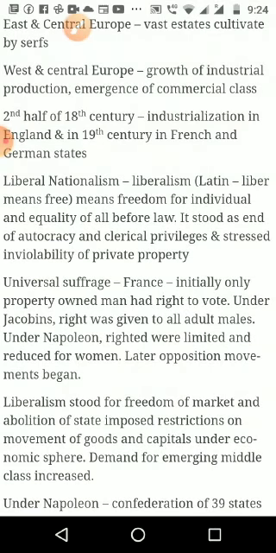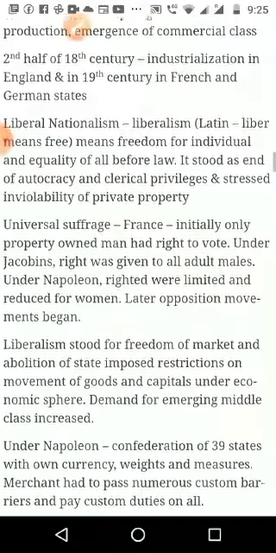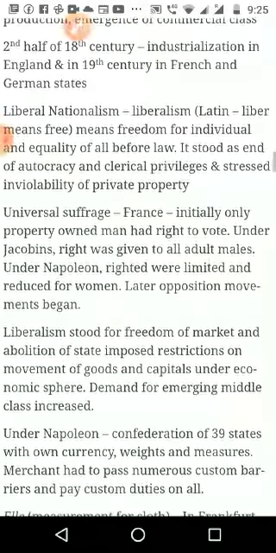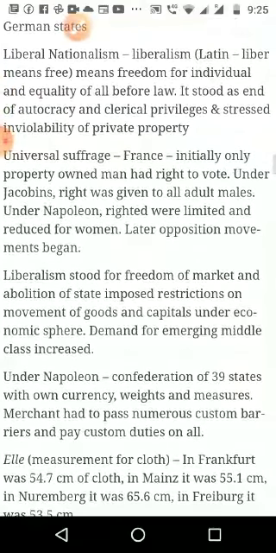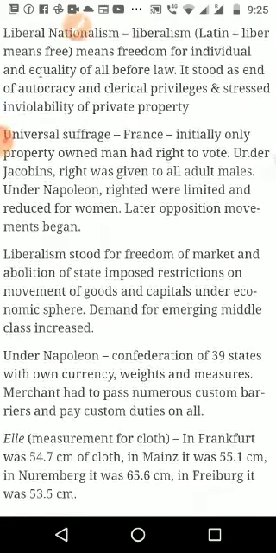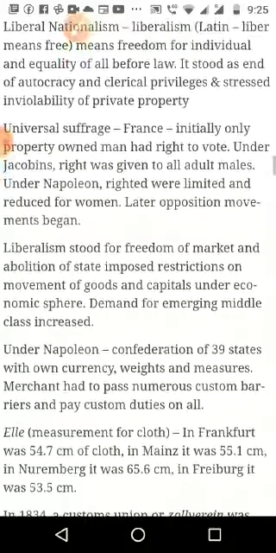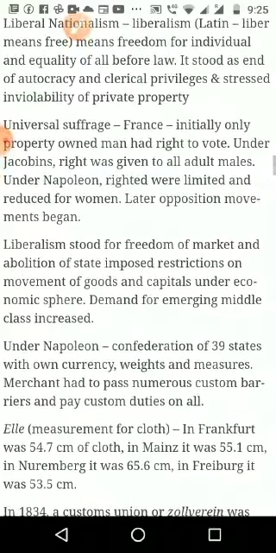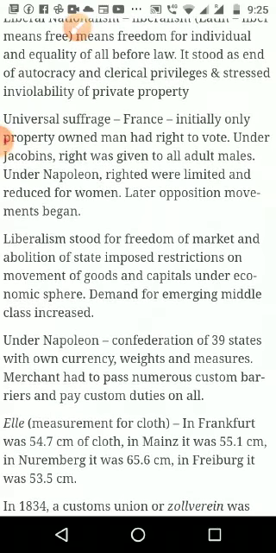and emergence of commercial classes. In the second half of the 18th century there was industrialization in England, and in the 19th century in the French and German states. Liberal nationalism: liberalism, from the Latin liberalis, meaning free, means freedom for the individual and equality of all before law. It stood for the end of autocracy and clerical privileges, and stressed the inviolability of private property.